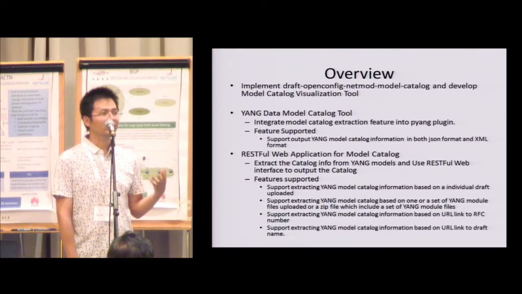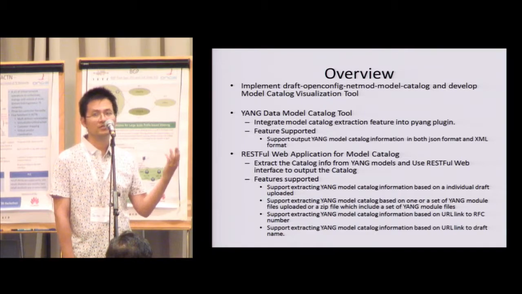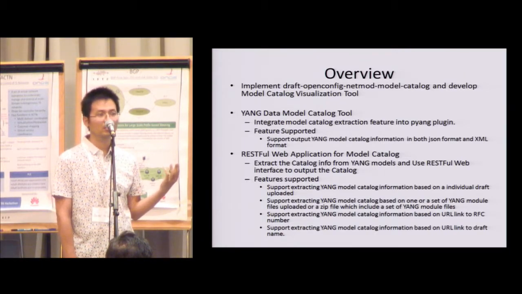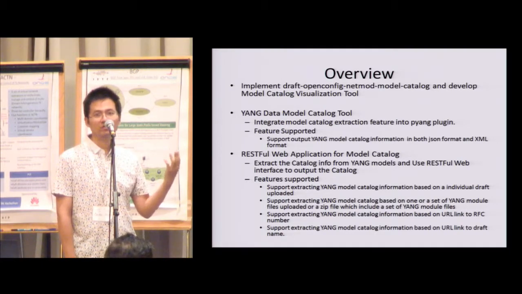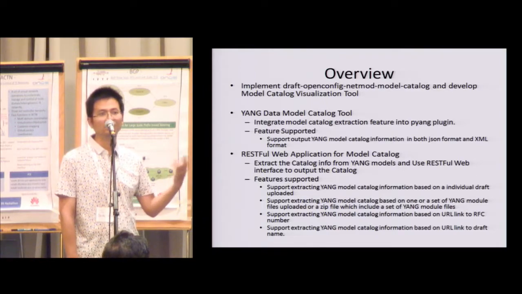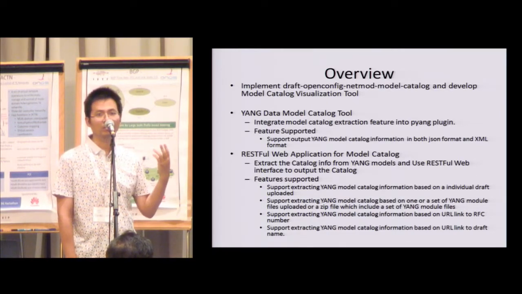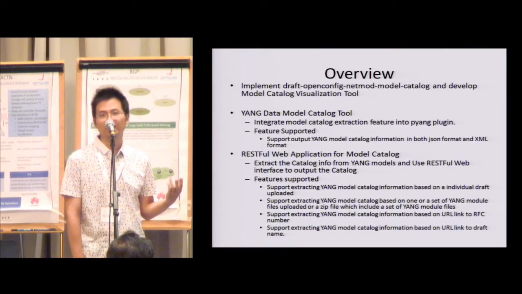And further, we went a little step further. We want to visualize these results. So we use the web RESTful API to display the model catalog information in different formats. We can support the JSON format, and we can also support the XML format.